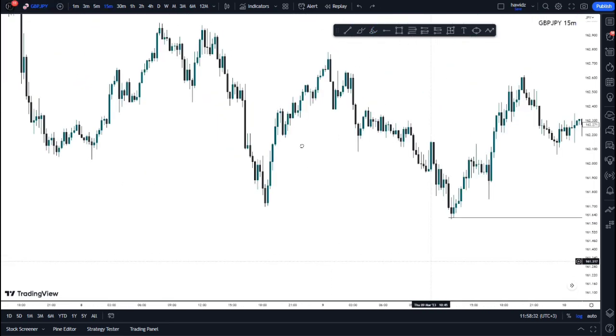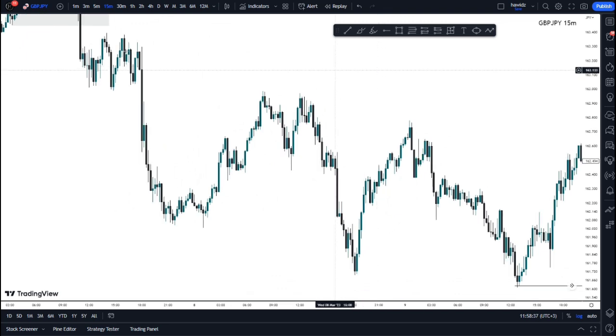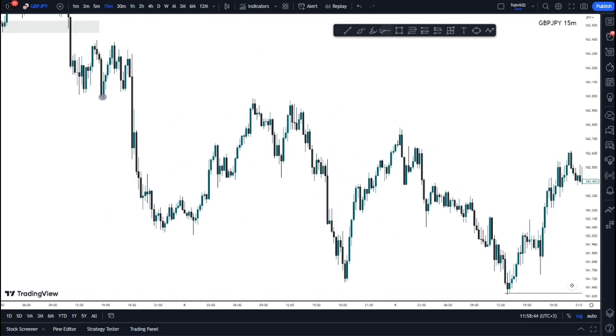Okay, right there. So let's go to the Pound JPY on the 15-minute time frame. What are we seeing here? We're seeing a bearish trend. So price made a low, push this back here, a high, a lower low, a lower high here, a lower low here, a lower high, and then a lower low. So we're technically in a bearish trend.